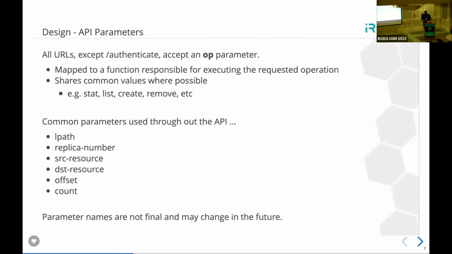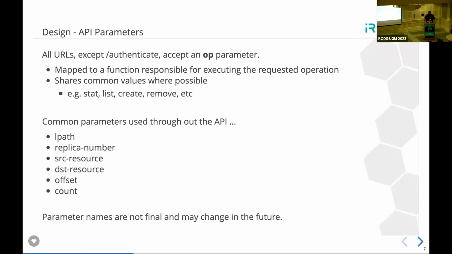Next up is API parameters. Every endpoint, except the authentication endpoint, accepts an op parameter. This is just a short name for operation. This is how we expose any number of operations supported by an endpoint, such as stat, list, create, remove. The list goes on. If we wanted to introduce new features, we can just add a new op value and map a function to it. This makes everything simple. It also makes it easy for interns and people looking to contribute to the project to just jump in, read the code, and know exactly how things flow.